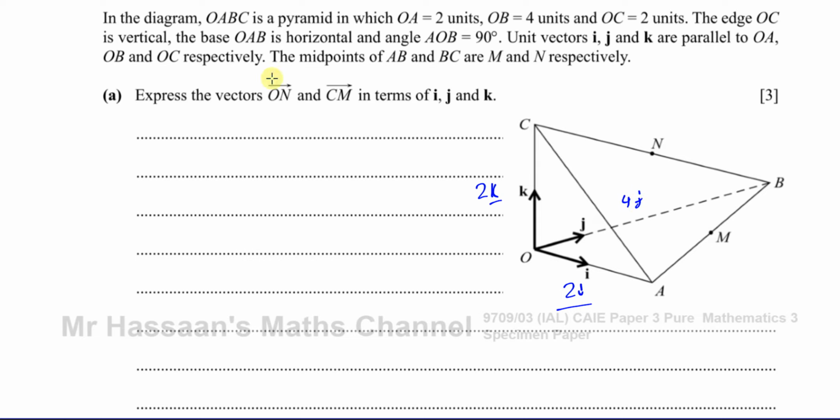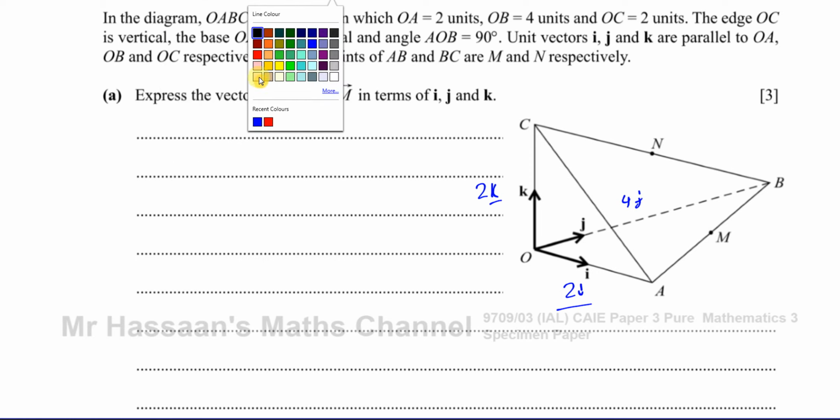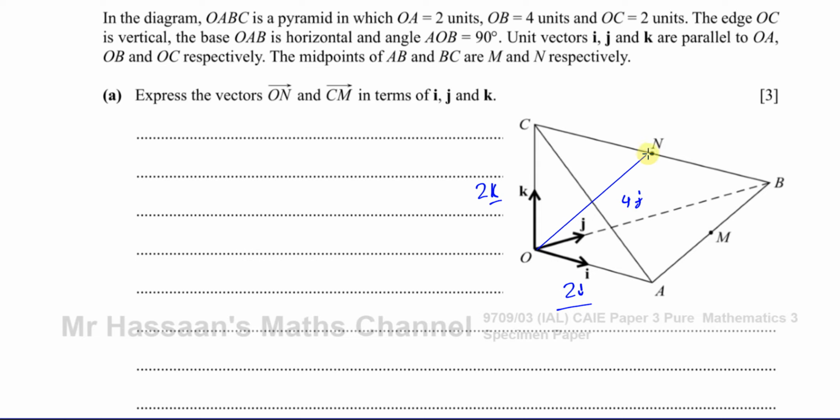Now, they've told us to express the vectors from O to N and C to M. So O to N is going to be this line over here. Let me just draw it in a different color. That's O to N. And C to M is from here to here. That's C to M. That's 4J there. So we've got to find the vectors from O to N and C to M. Let's look at O to N first.